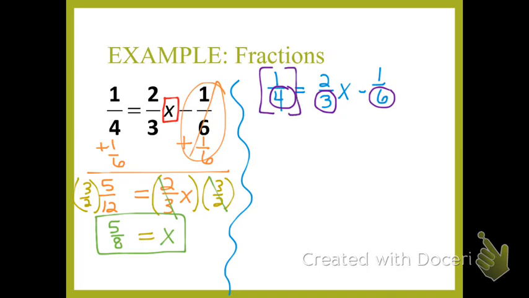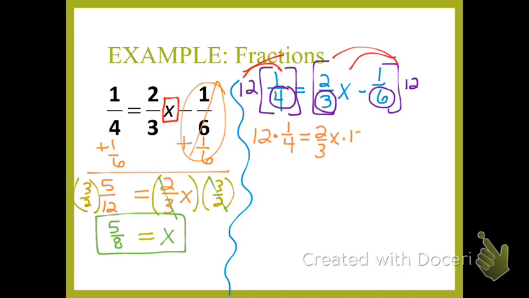So I would multiply both sides of the equation by 12. I would essentially, on the left-hand side, be doing 12 times 1/4. And on the right-hand side, I'd be distributing the 12, so I'd be doing 2/3 x times 12 and 1/6 times 12. And if you've picked your least common denominator correctly, all of the fractions should go away when you go to simplify. On the left, 12 times 1/4 is 3.